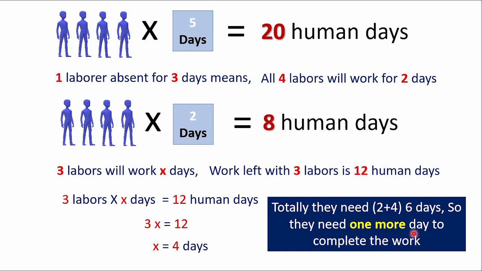That is the answer. Again, I'll briefly tell you. 4 people are working 5 days, then this much of work they will do. But out of these 5 days, for 3 days one laborer is absent. That means only 2 days all 4 are working. Then this much of work they have already completed. Then we are left with 12 human days of work. So this much of work has to be completed by 3 laborers. So it will take x days. This day we don't know. The equation says 3x equals 12, so x becomes 4 days. From this calculation, we found that totally they had to work 6 days instead of 5 days. So one more day they have to work to complete this work.